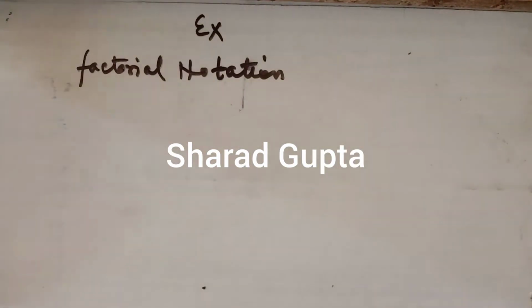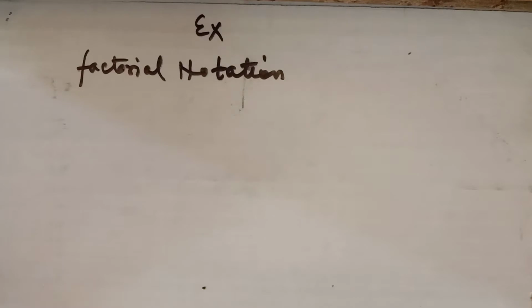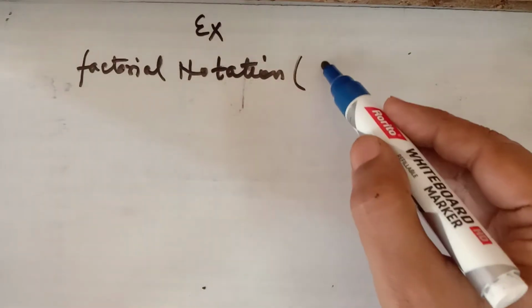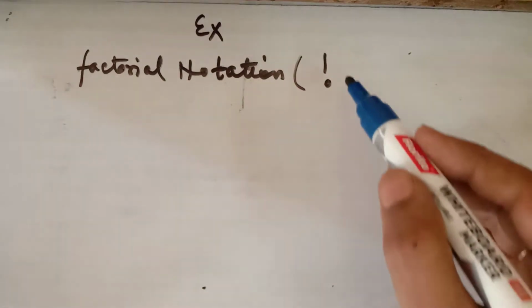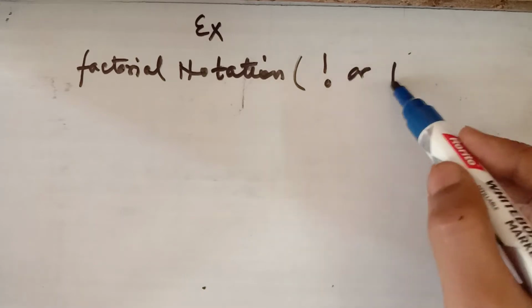Hello, this is lecture number 2 for the chapter Permutation and Combination. In the last lecture, we did the fundamental principle of counting. Today, we are starting with factorial notation. Now, what is the sign for the factorial and what is the meaning of this factorial? It is denoted by this sign or by this sign.